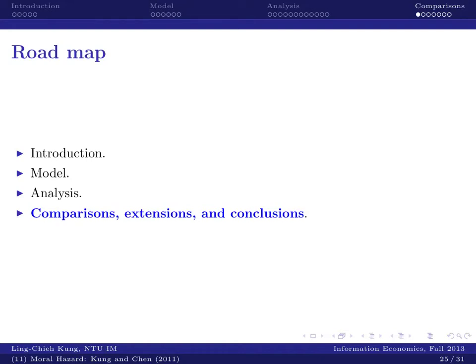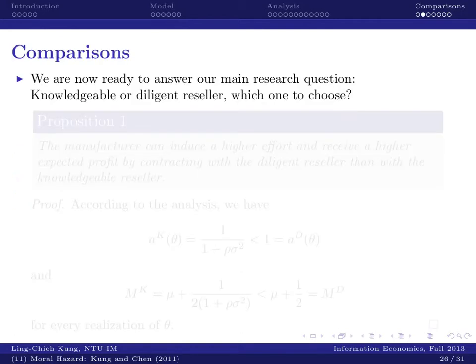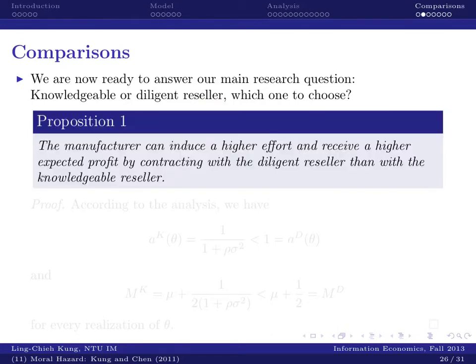Okay, so now let's compare what we have done for the knowledgeable and diligent resellers, and then we will discuss extensions and conclusions. So we now can answer our main research question: the knowledgeable or the diligent reseller, which one should we choose? Which one should we include in the supply chain? The answer is the following.